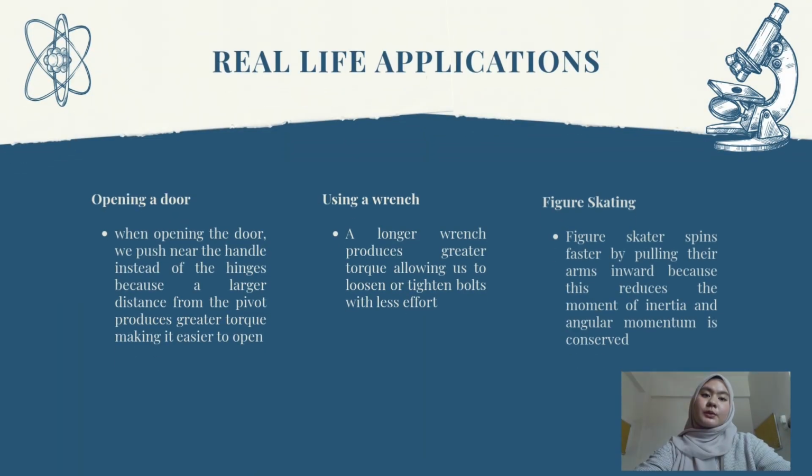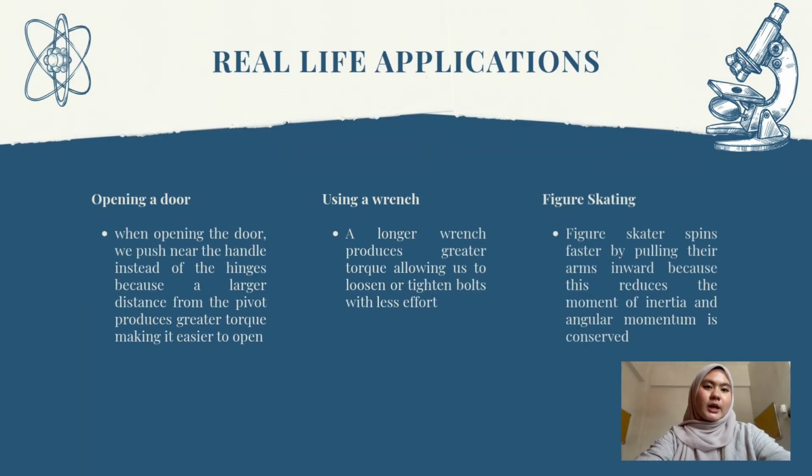Without further ado, we will talk about the daily life application of these four main physics principles. Every day, we open a door. When opening the door, we push near the handle instead of the hinge because a larger distance from the pivot produces greater torque, making it easier for us to open a door.